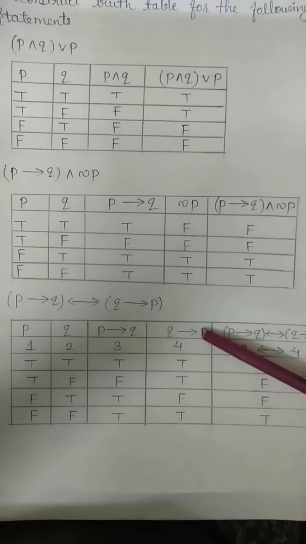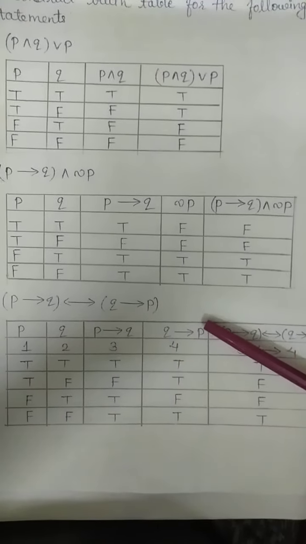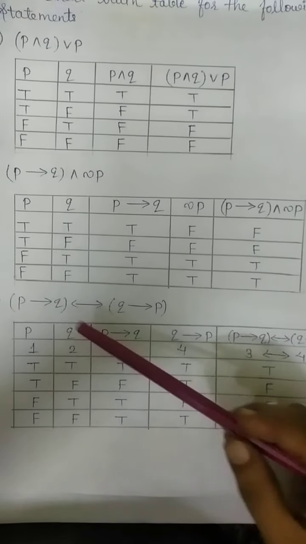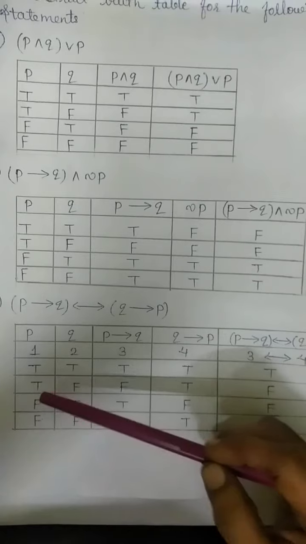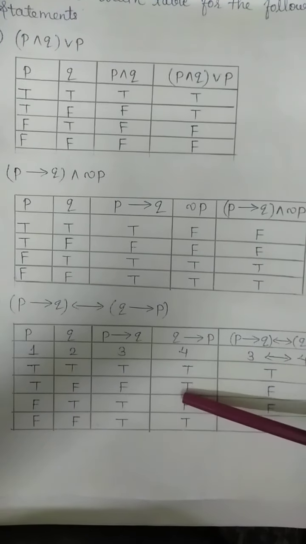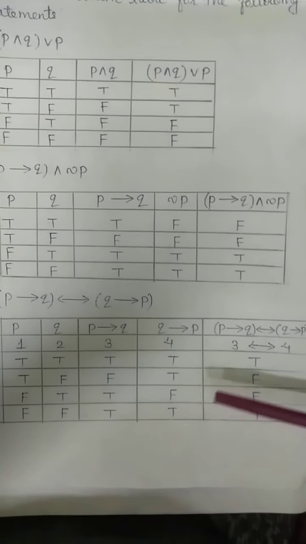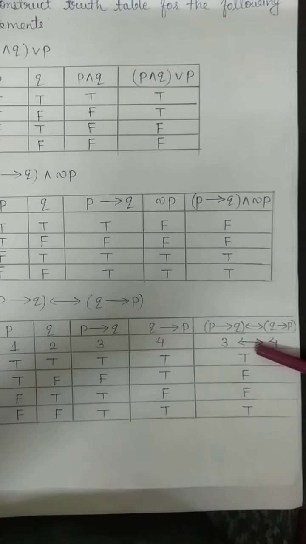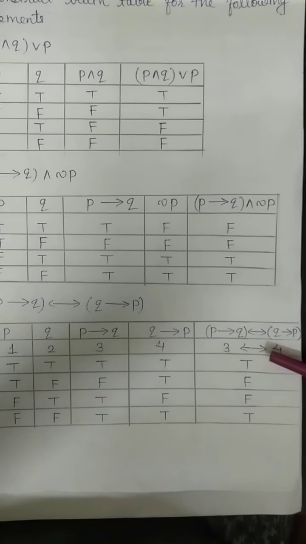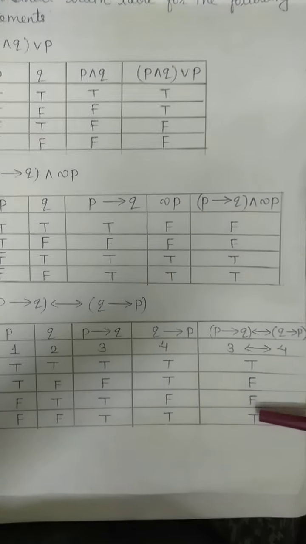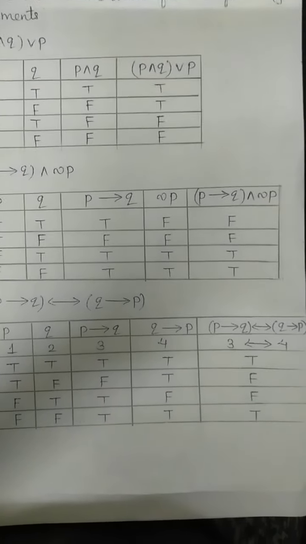Now Q implies P. Now here our first statement is Q and second statement is P. So if the first statement, that is Q, is true and P is false, then only answer is false, and in remaining all cases answer will be true. And now for double implication, if both are true or both are false, then only answer is true, otherwise answer is false. So our last column will be T, F, F, T.